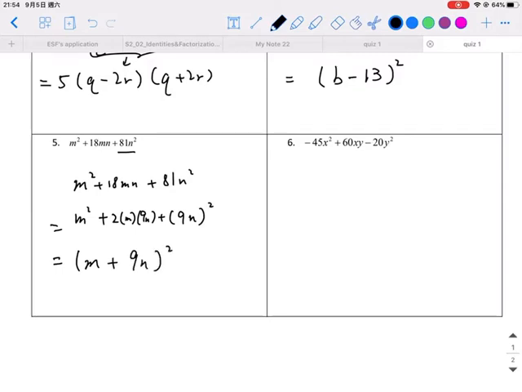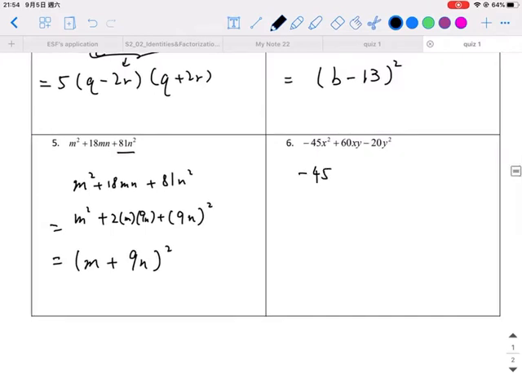Question number 6 is a bit tricky. You need to take out the common factor of negative 5 first. You need to have a good observation about this one, otherwise you cannot find the answer. The trick is, after you factorize, you will find some square numbers. If after the factorization you can find a square number, then it is a success.